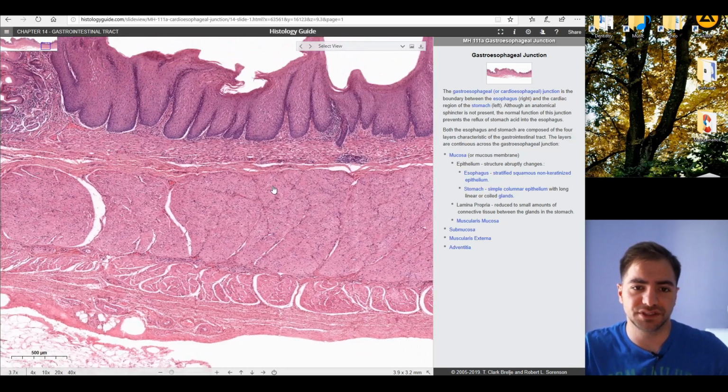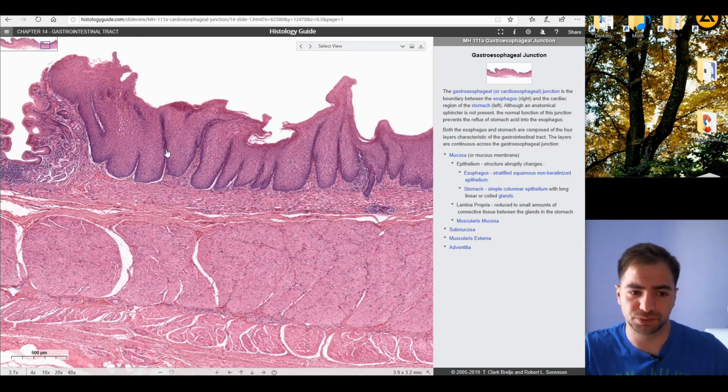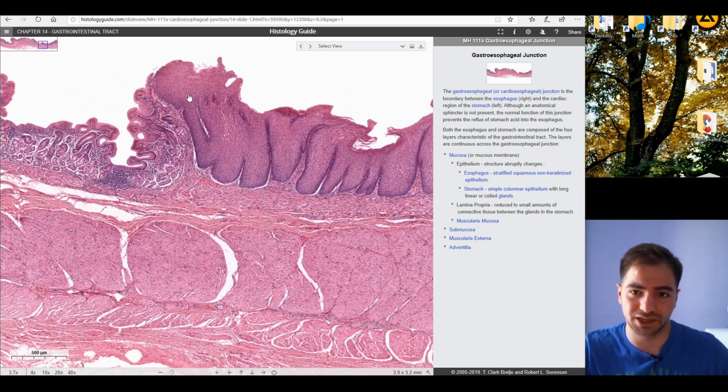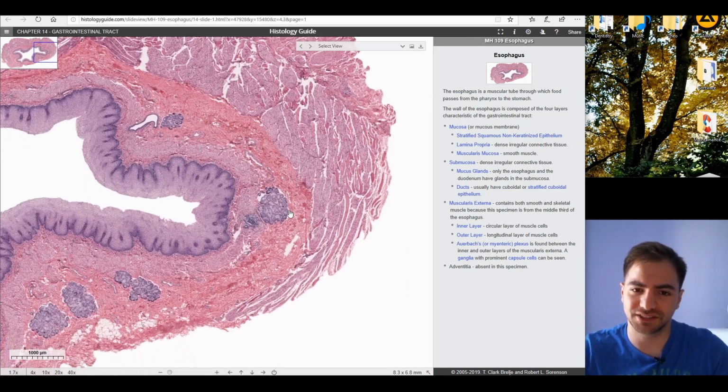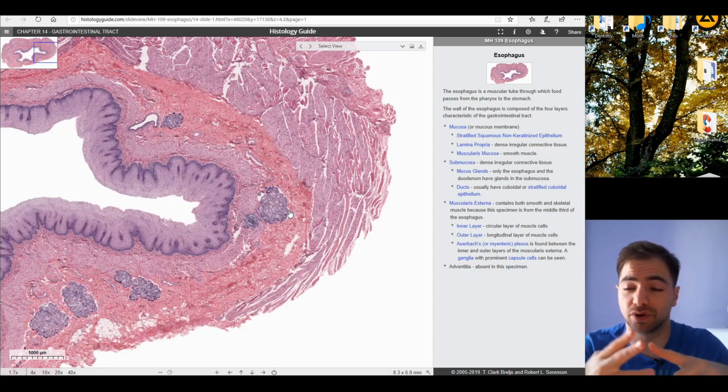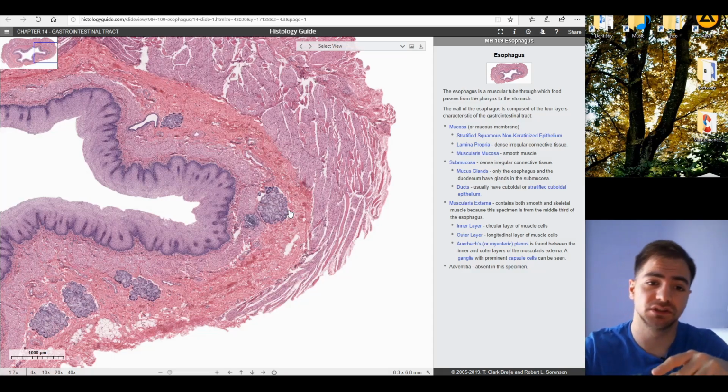Now, this section, in fact, serves a dual purpose. Here we can see the gastroesophageal junction. This is the border between the esophagus and the gastric mucosa. Now, this is another section of the esophagus, and this section serves two purposes. We can see the mucous glands, and we can see the skeletal muscles.